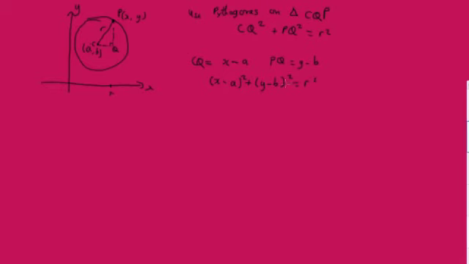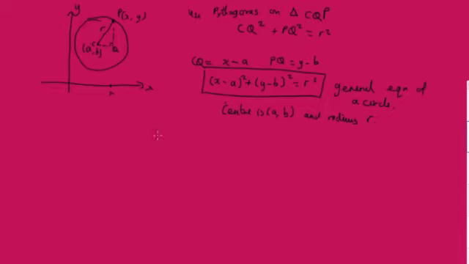Now this is the general equation of a circle, where the centre is A, B, and radius r.